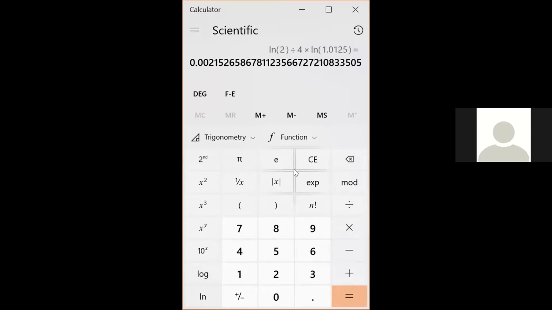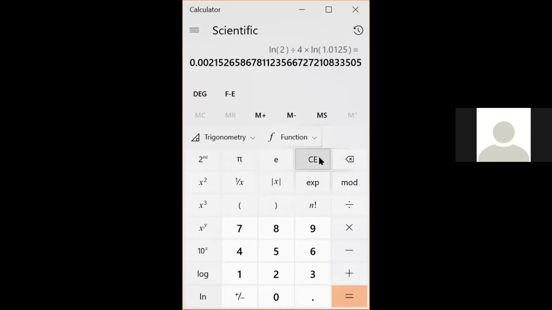What did I do wrong? Well, I didn't tell my calculator that the log is also in the denominator. What my calculator is doing is it's taking log 2, dividing by 4, getting a result, and then multiplying that by log of 1.0125. But that's not what I want. I want to divide by 4 times the log. That log should also be in the denominator. So that's what's going wrong here, and that's a common mistake that people might make.